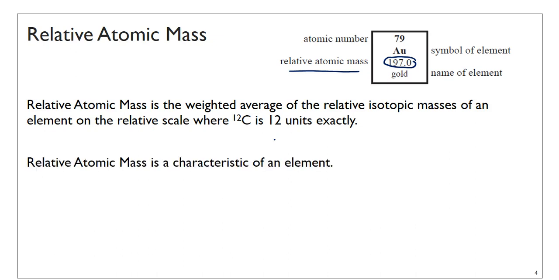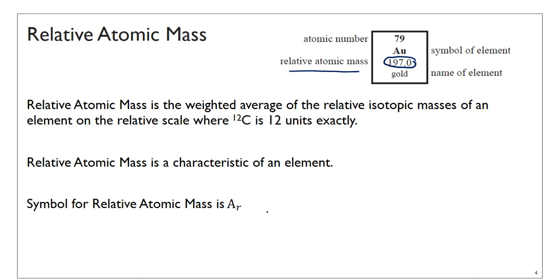Let's move on. This is a characteristic of an element. As I just mentioned earlier, if you look at the periodic table, every element has a relative atomic mass listed for it. And there is a symbol, which we almost never use, but the symbol is Ar for relative atomic mass. And then later on, you have Ir, which is relative isotopic mass.